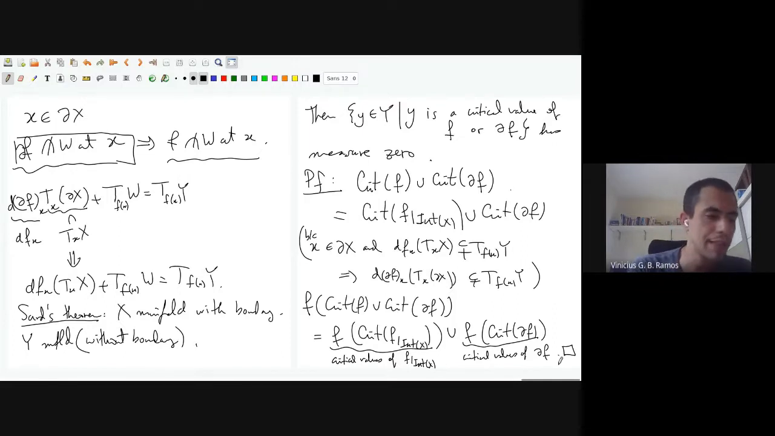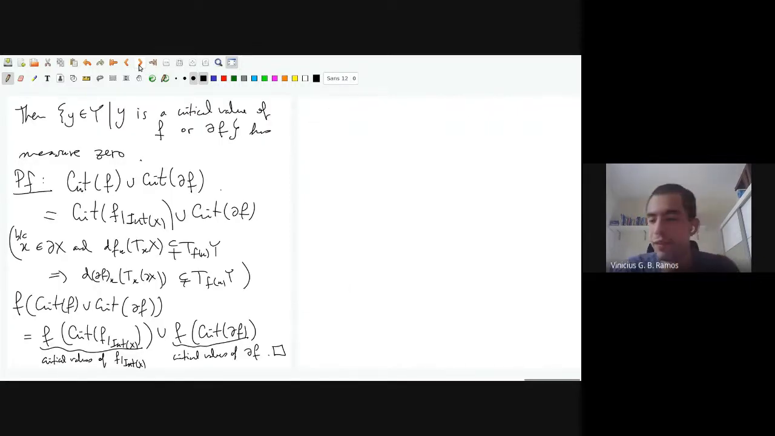Okay, any questions? No. Okay, so now we also have the Thom transversality theorem for manifolds with boundary.